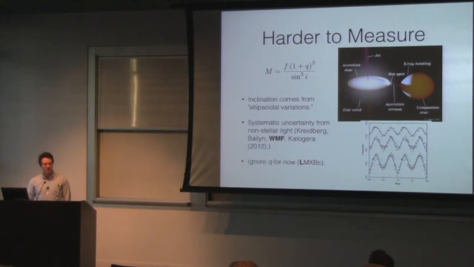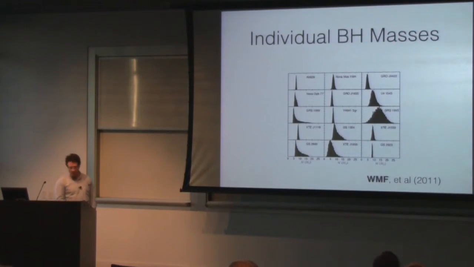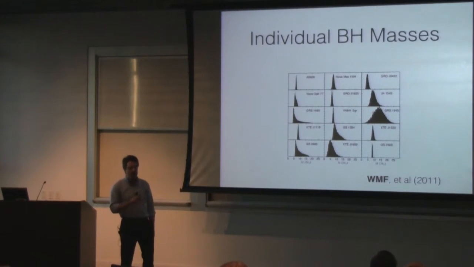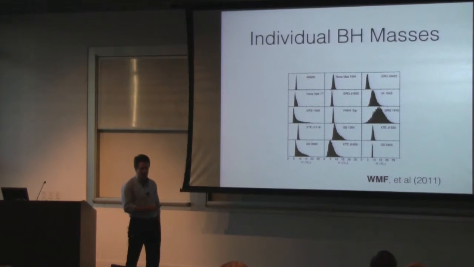We'll take the values in the literature at face value, their uncertainties, and so on. This is what you get for the 15 low-mass X-ray binary systems if you propagate the uncertainty in the inclination and mass ratio into the measurement of the mass. So the first thing you see is for some of the systems, we have a pretty good idea of their mass. For others, we don't.